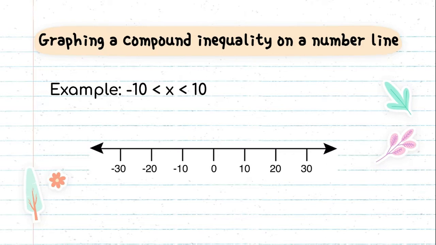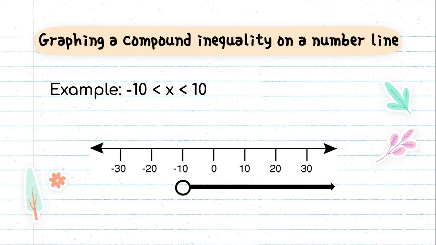Now let's try graphing a compound inequality on a number line. So the example is -10 is less than x is less than 10. So we're going to put some work underneath the graph first, before making the points on the number line, just so that we avoid making any mistakes. Our first number up here is -10. Let's make an open circle on -10. And x is going to be greater than that, so let's make an arrow going to the right direction.